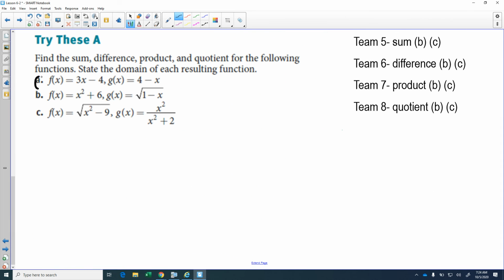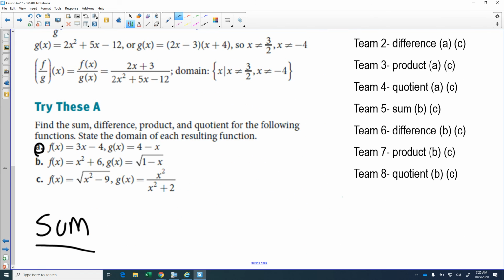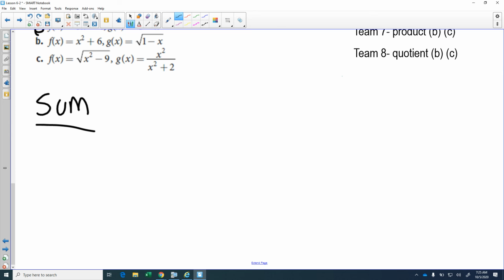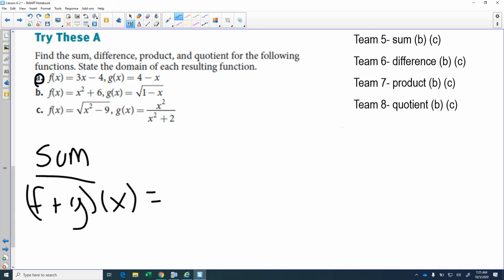For letter A, they basically want us to find the sum, the difference, the product, and the quotient, which is all four. So the sum, we'll start off with that, is just f plus g of x. If I want to work this out, easy enough. I'm just going to take the f of x function, which is 3x minus 4, and I'm going to add that to 4 minus x.